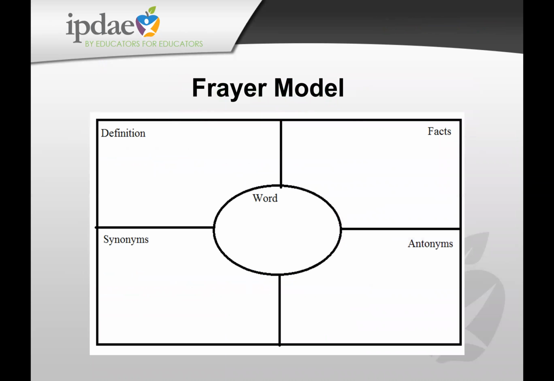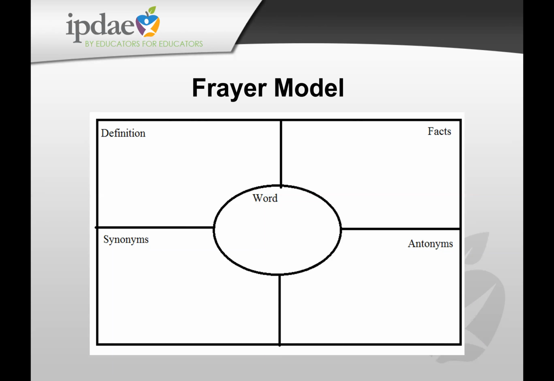Just like I said, I'm giving you an example of a Frayer model. This is a more complex type of Frayer model. This type of Frayer model is something that I would use with my higher level students, because it doesn't have pictures. It just has the definition of the word, maybe a list of some facts that they know about the word or relate to the word, and then have them come up with synonyms and antonyms.